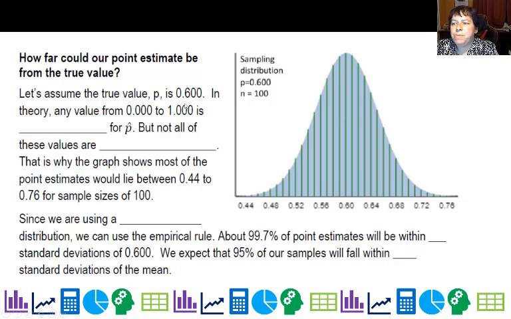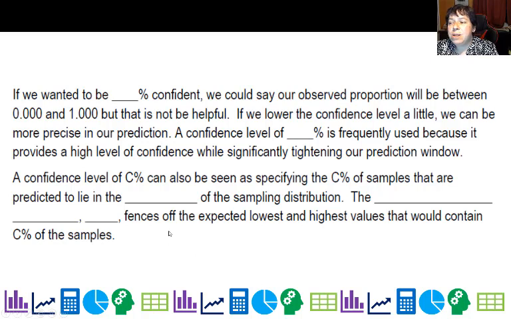As I said before, in theory, any value from 0 to 1 is possible for our sample. Possible, let me be clear on that, for p hat. But not all these values are probable. As you saw, the simulation narrowed the ranges for us. It gave us only the plausible values. Since we're using a normal distribution, we can use the empirical rule to predict that 99.7% of our point estimates will be within 3 standard deviations, and about 95% will be within 2 standard deviations. If we wanted to be 100% confident, of course, we could say that our observed proportion will be between 0 and 1, but that's not helpful.